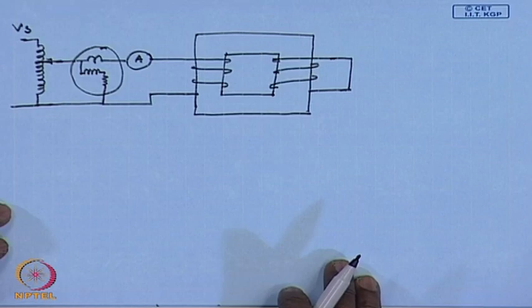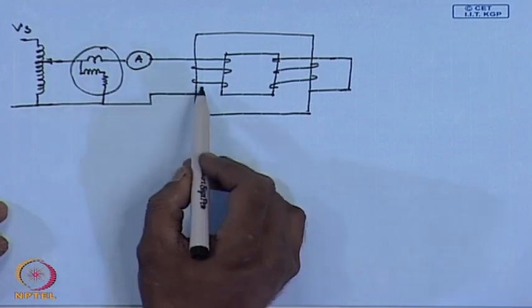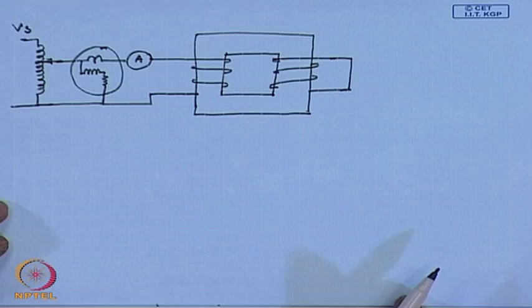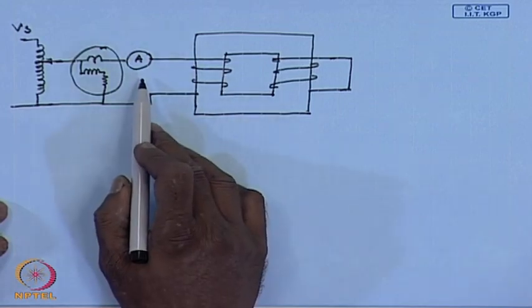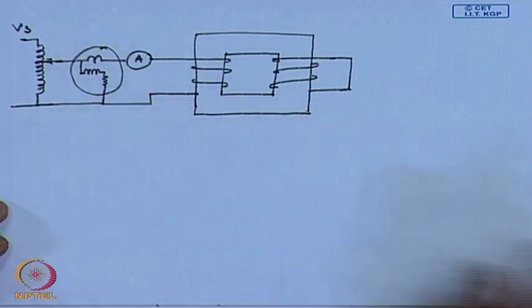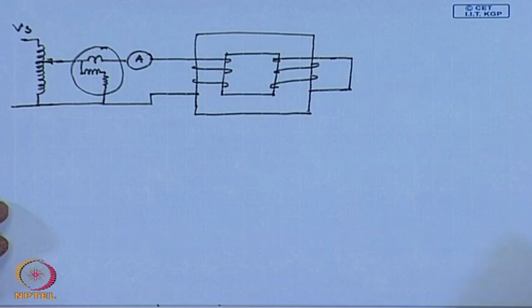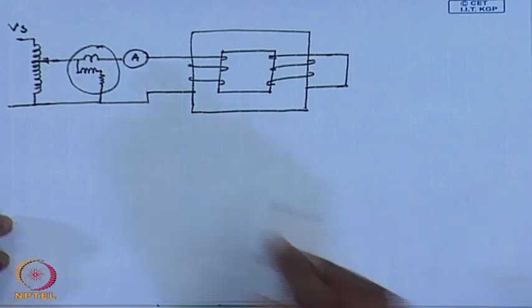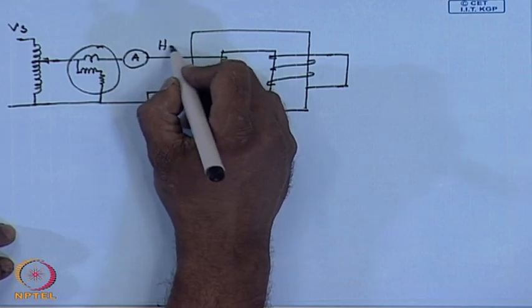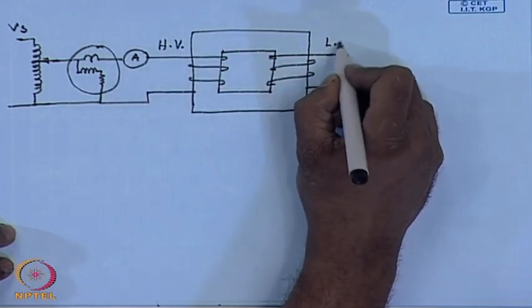Now, the requirement for short circuit test is that it should be performed at rated current, which means the ammeter should read the rated current of the side it is connected. Obviously, if this is the LV side, then we will have to supply a very large current, because the LV side rated current is much larger than the HV side rated current. Hence, normally the short circuit test is performed on the HV side. So, this is the HV side and the LV side is shorted.